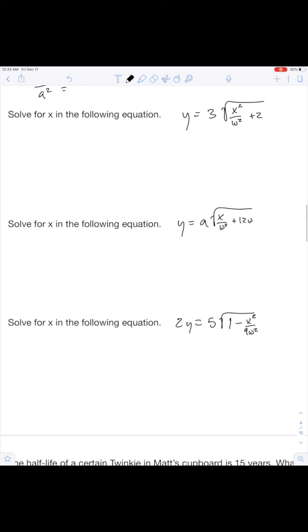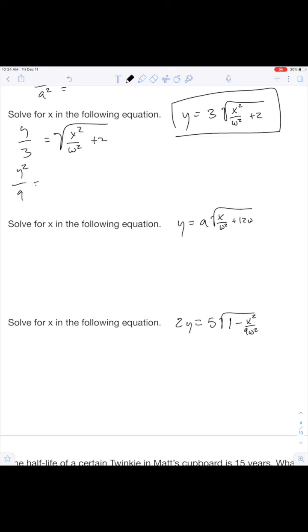Again, I don't love these types of questions because they are involved, but they're not actually that hard. So just bear with me here. So first step, this is our equation. We're going to divide by our 3. So y over 3 equals square root of x squared over w squared plus 2. We're going to square both sides. Y squared over 9 equals x squared over w squared plus 2.